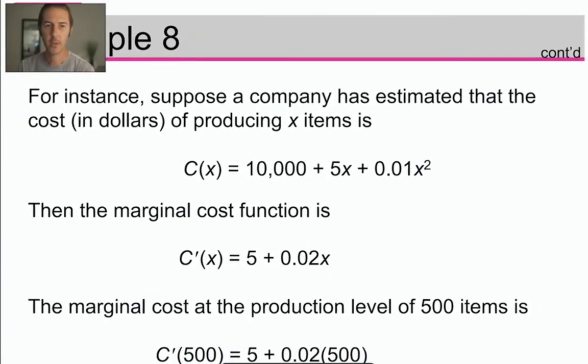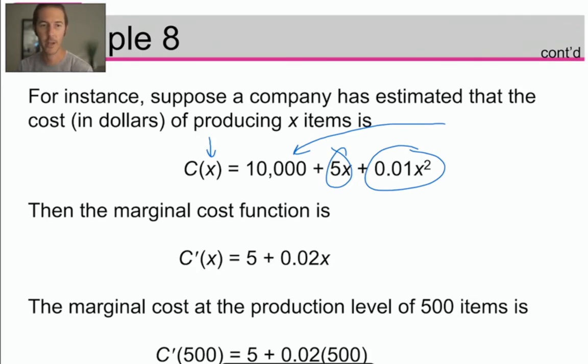Here we've got, now imagine that you produce 0 items. This term would go to 0, this term would go to 0, and then you'd still be left with 10,000. You produce 0 items, and it still costs you $10,000 to have your business? Sure. You still have to pay employees and rent and electricity and water and insurance and all these things, right? So that's overhead, that 10 grand.